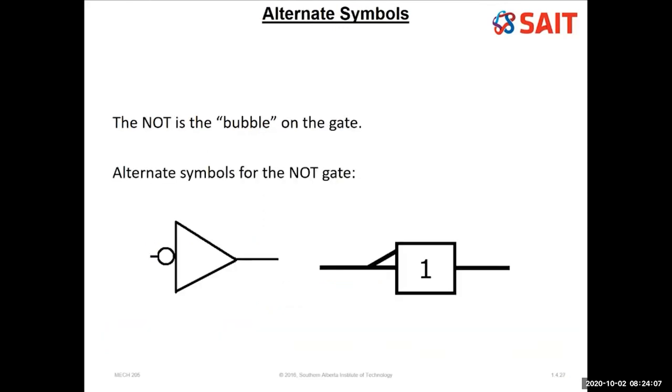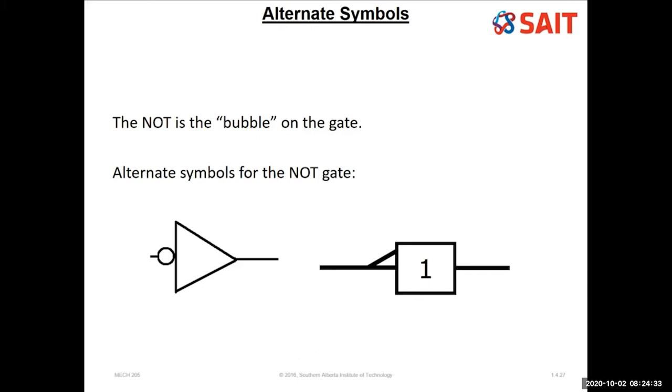Alternate symbols. A bubble is a bubble. It really doesn't matter which end it's at. If I have a bubble before the triangle, I'm going to invert and then identity and pass the information on. Or on the right with the international symbol, I have my triangle which inverts it, and then I have identity which holds the inverted value and passes it on. It doesn't really matter.